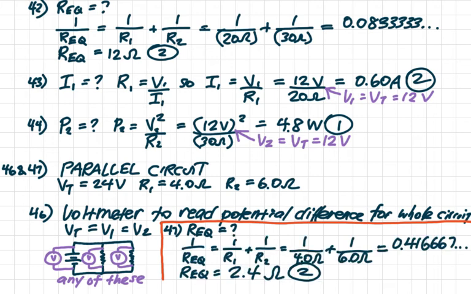And when you throw it all together, you get 2.4 ohms. In my mind, the answer is not 0.42. If you said 0.42, you forgot that 1 over R equivalent is 0.42. So R equivalent is 2.4 ohms. All right, that's the bottom of that page. Let's make a new page.